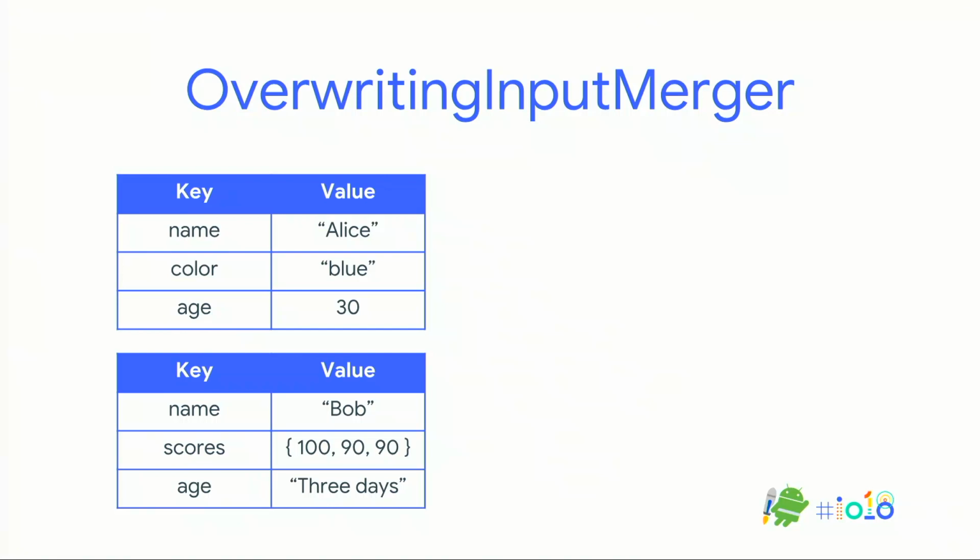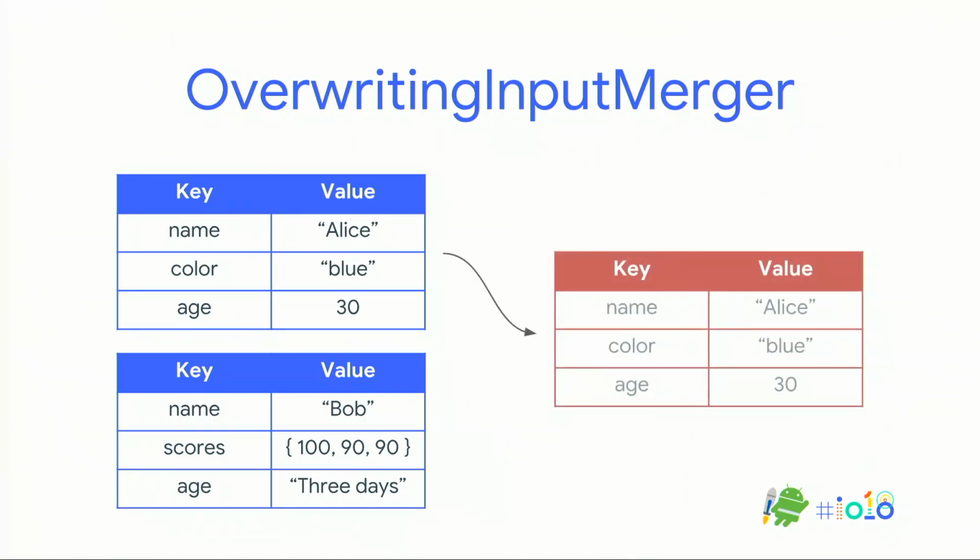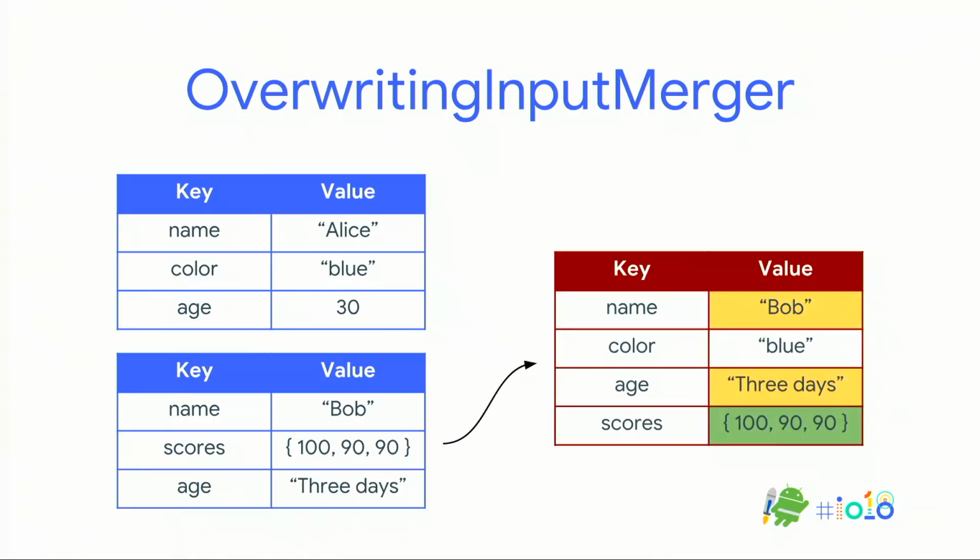First, overriding input merger. So we have two data objects here, each with their own keys and values. What does overriding input merger do? It first takes the first piece of data, and it just puts everything in a new data object. So it's an exact copy of this. Then it takes a second piece of data, and it copies it over, overwriting anything that's the same key. So in this case, the name Alice becomes Bob, and the age of 30 becomes 3 days. Note that it changed type, so a number became a string here. The scores key was new, so it just got added.